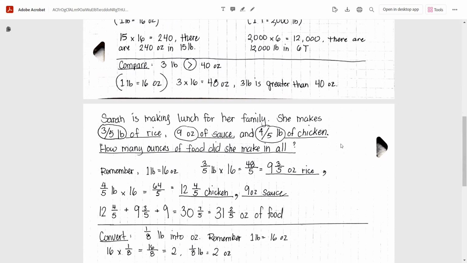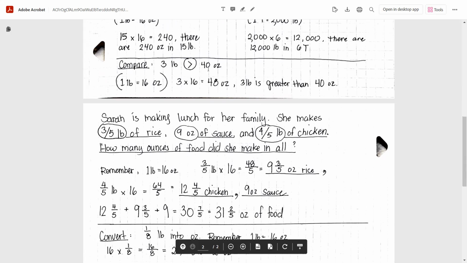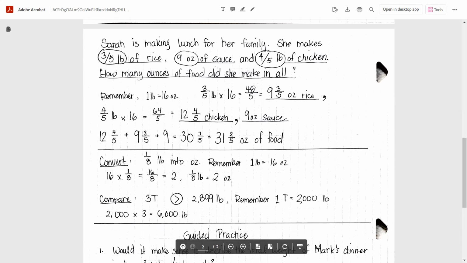Next, I'm going to work on comparisons. I want to compare 3 pounds and 40 ounces to figure out which one is greater. Now, if 1 pound is 16 ounces, I need to convert to make sure I'm comparing things with the same units, so I need to convert the pounds into ounces. 3 times 16 will give me 48 ounces. 48 ounces is greater than 40 ounces, so 3 pounds is greater than 40 ounces.